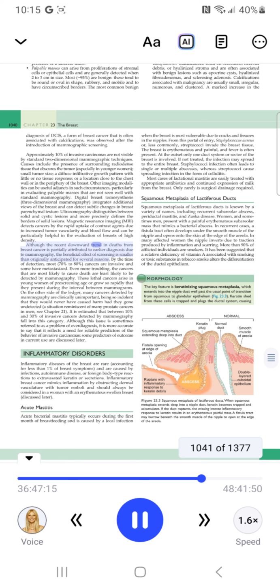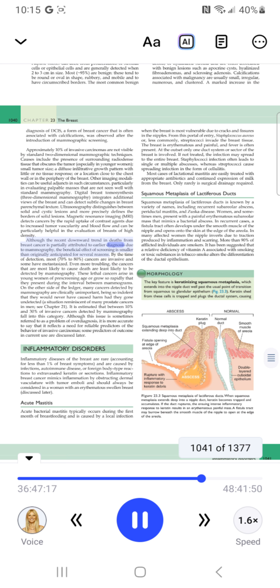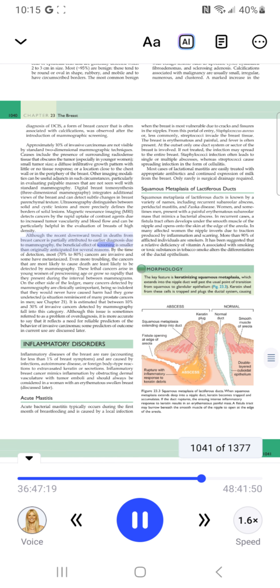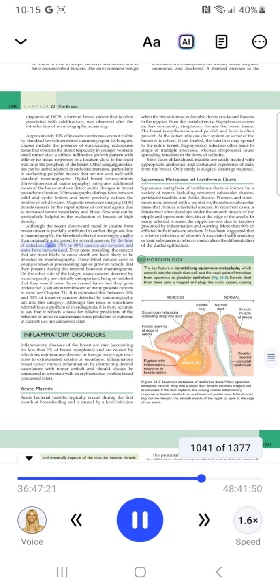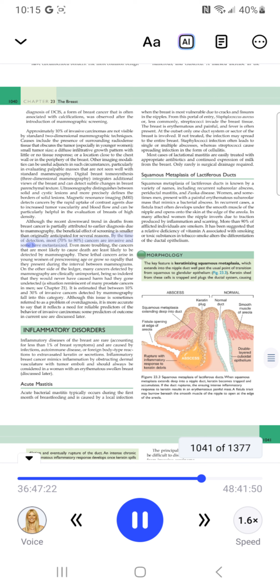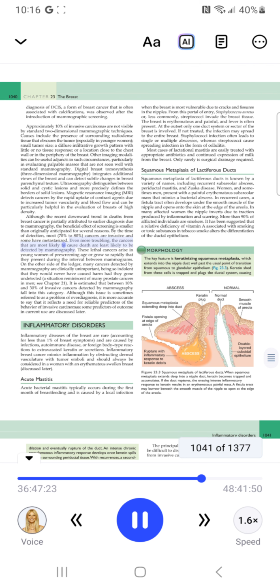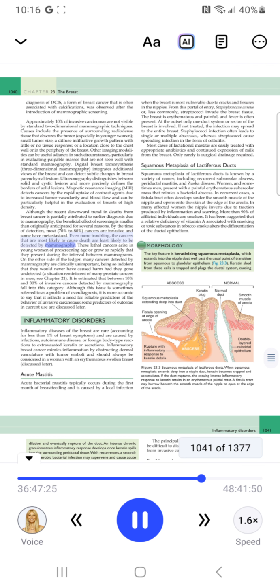Although the recent downward trend in deaths from breast cancer is partially attributed to earlier diagnosis due to mammography, the beneficial effect of screening is smaller than originally anticipated for several reasons. By the time of detection, most cancers (70% to 80%) are invasive and some have metastasized. Even more troubling, the cancers that are most likely to cause death are least likely to be detected by mammography.